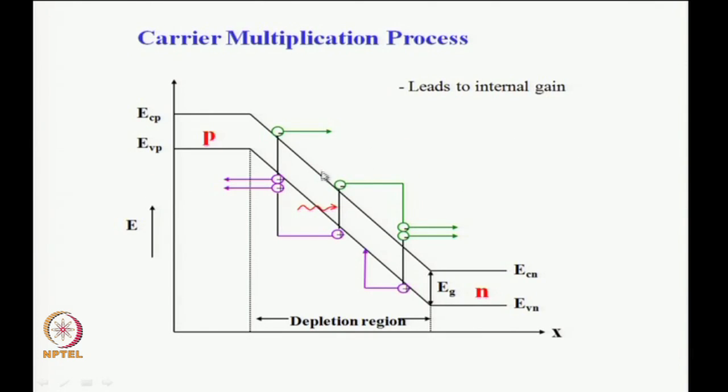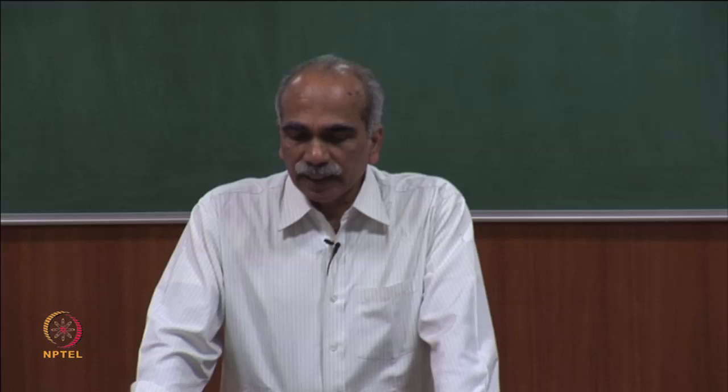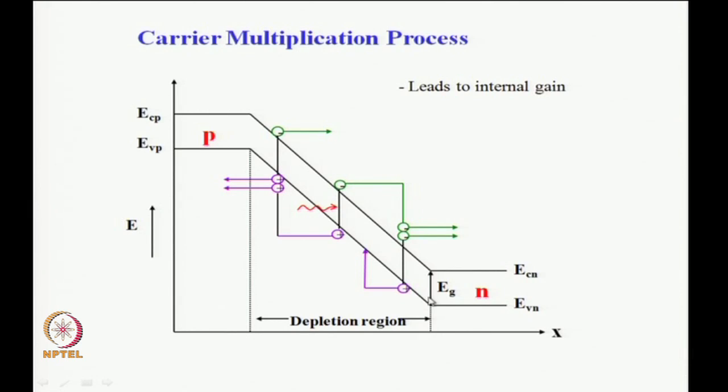So, here is the energy band diagram of the PIN structure. Because of the large reverse bias, we can see that the potential energy diagram has a large slope in the active region, in the depletion region. This is the P side, this is the N side, with the valence band energy EVP and conduction band energy. Because of the large potential energy slope, an incident photon generates an electron and hole pair here.